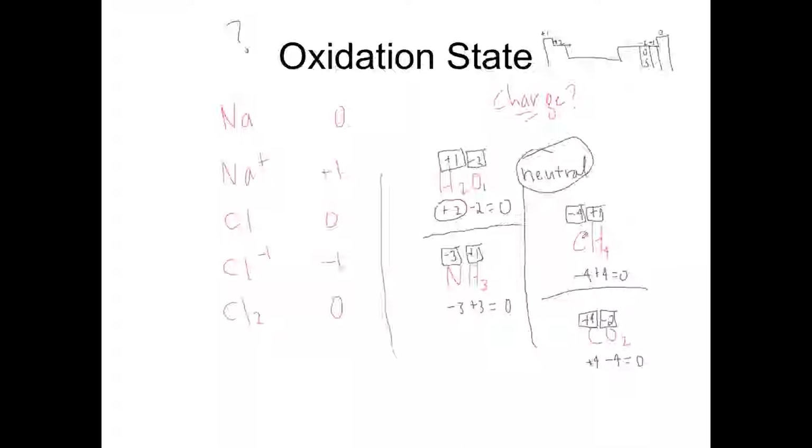By the way, notice it's -4 here and +4 here. Carbon has the capacity to take on lots of different oxidation states. And that's one of the reasons why it's such a great building block for life processes. Okay. So let's do another one.